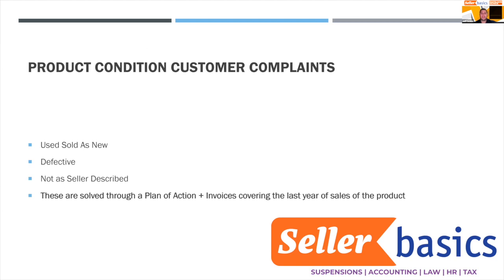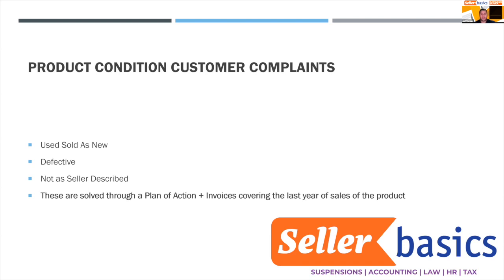So that leads us to the next major category in the account health dashboard, which is the product condition customer complaints category. Product condition customer complaints can be a variety of complaints. The most common one is the used sold as new complaint. After that, the second most common would be defective, followed by not as seller described, and then just a wide variety of other lesser complaints that happen on Amazon.